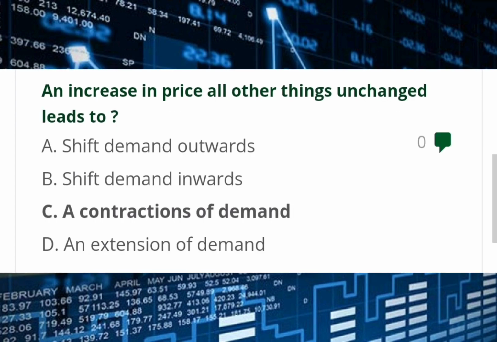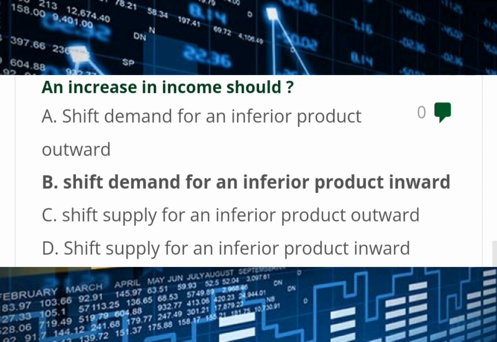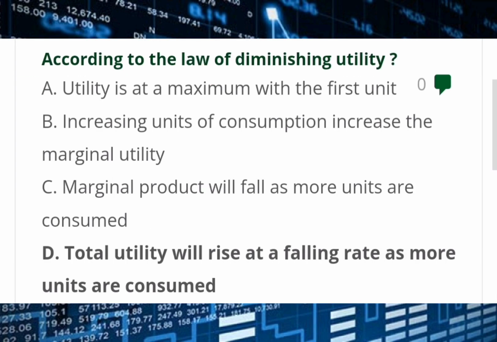An increase in price, all other things unchanged, leads to answer A, a contraction of demand. An increase in income should answer B, shift demand for an inferior product inward. According to the law of diminishing utility, answer D, total utility will rise at a falling rate as more units are consumed.